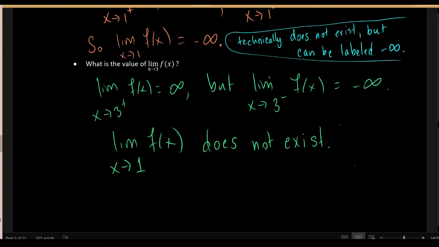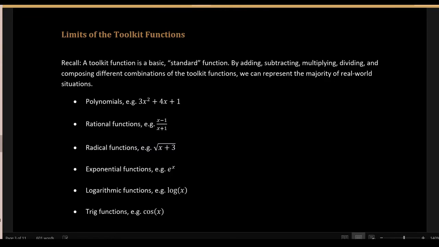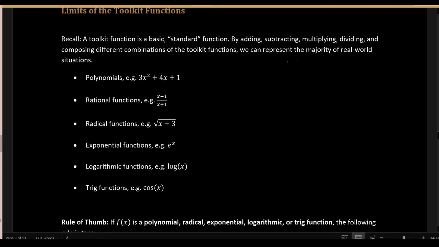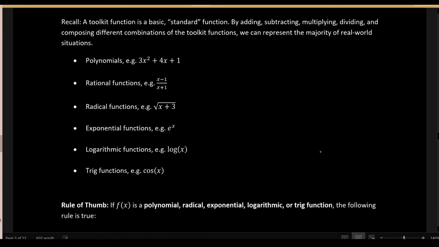Now, one of the really nice things about limits is that they almost always behave really nicely with our toolkit functions. For example, the functions like polynomials, the functions like rational functions, where you have a polynomial divided by another, radical functions, for example, functions containing a square root or a cube root, exponential functions, logarithms, cosine, sine, etc.